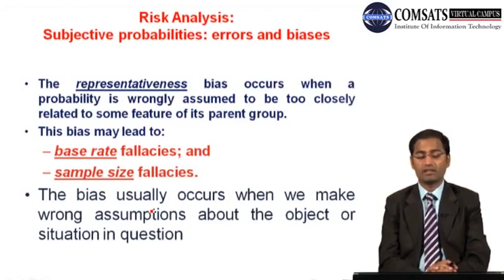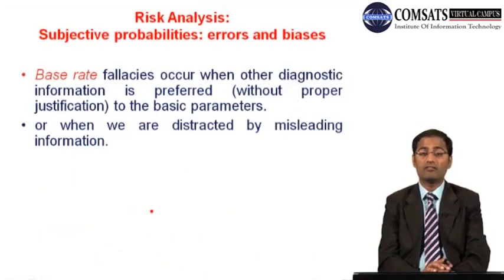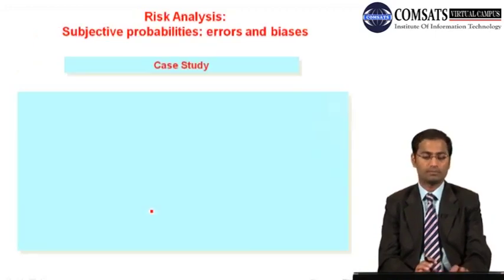So, representativeness. Bias occurs when a probability is wrongly assumed to be too closely related to some feature of its parent group. This bias may lead to base rate fallacies and sample size fallacies. The bias usually occurs when we make wrong assumptions about the object or situation in question. And base rate fallacies occur when other diagnostic information is preferred without proper justification to the basic parameters, or when we are distracted by misleading information.